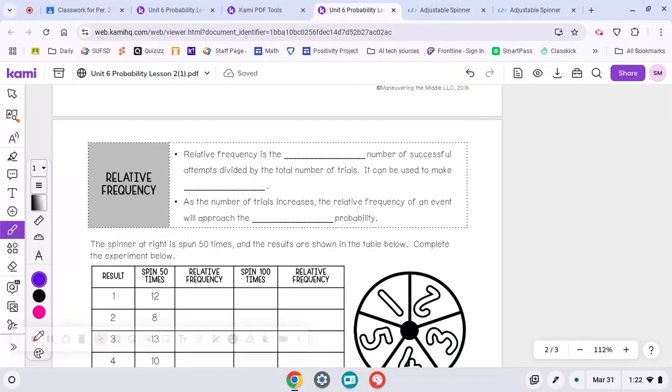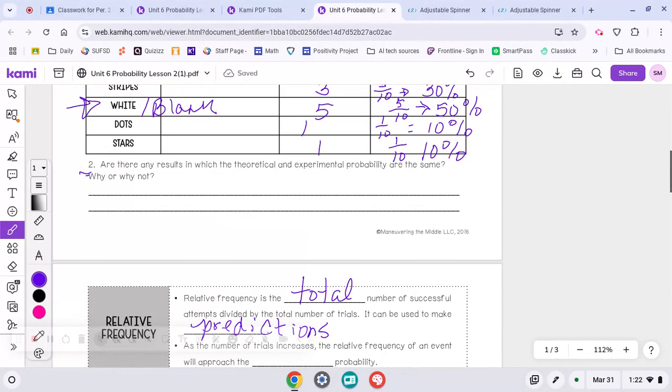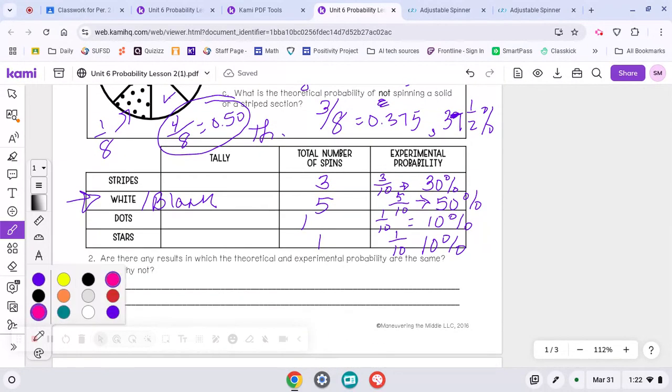Going on to the next spinner, we are now going to use our experimental probabilities to make predictions. So the relative frequency is just the total number of successful attempts divided by the number of trials we did. It can be used to make these predictions. Before, we found the relative frequency over the total number of trials, and we converted them into percentages so that we could compare with the other data.